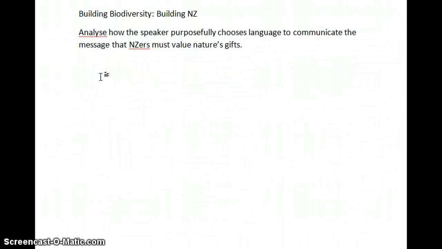The key thing that you want to do to start an unfamiliar text script when you're answering it is you want to use the words from the question in your answer right away at the start.